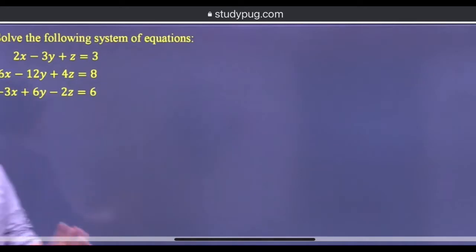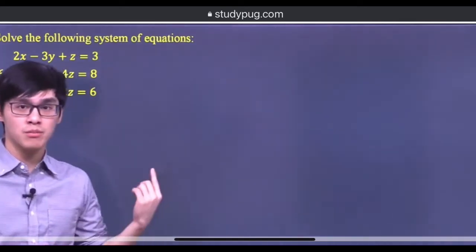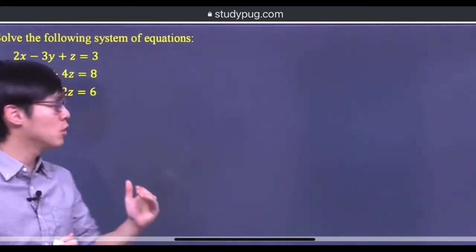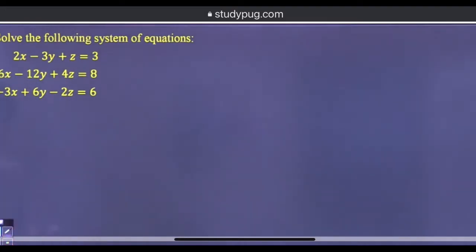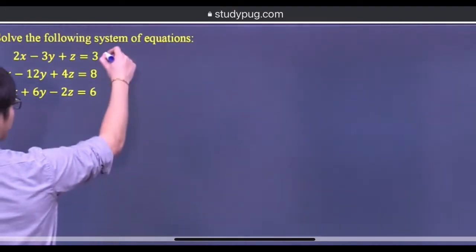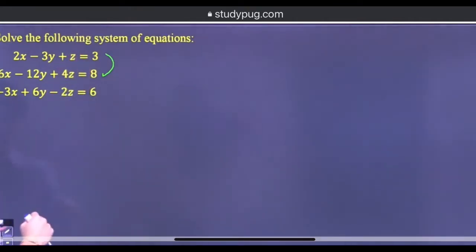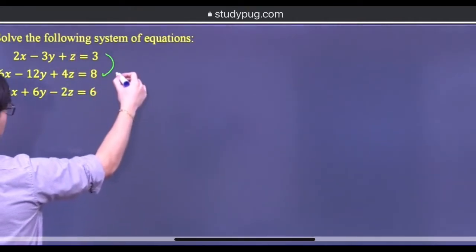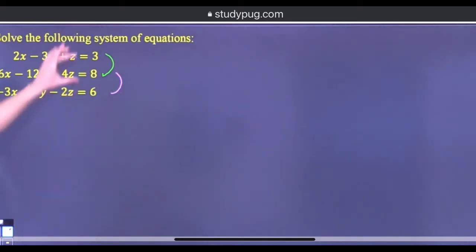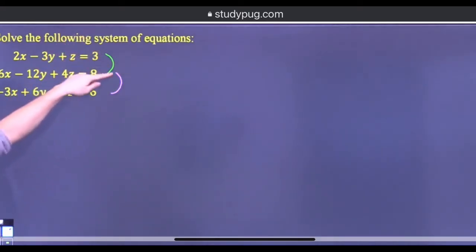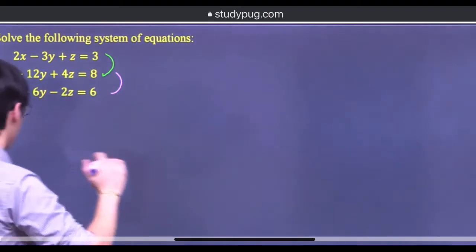Now whenever we're solving a system of equations with three variables, remember we have to look at them in pairs. So let's say we look at them in pairs. First and second equation in one pair, and second and third equations in one pair. So we have this green pair and this pink pair over here. So start off with the green pair.